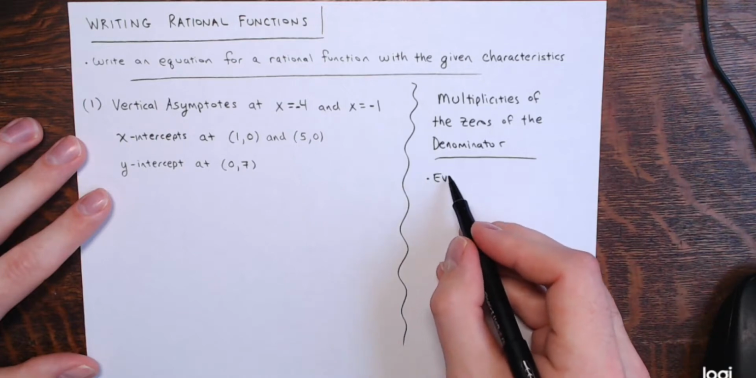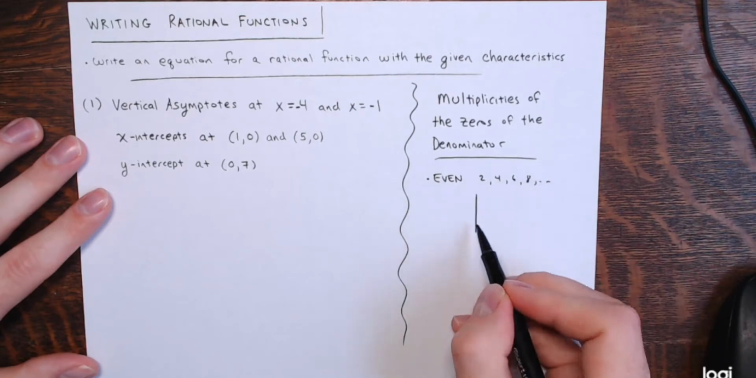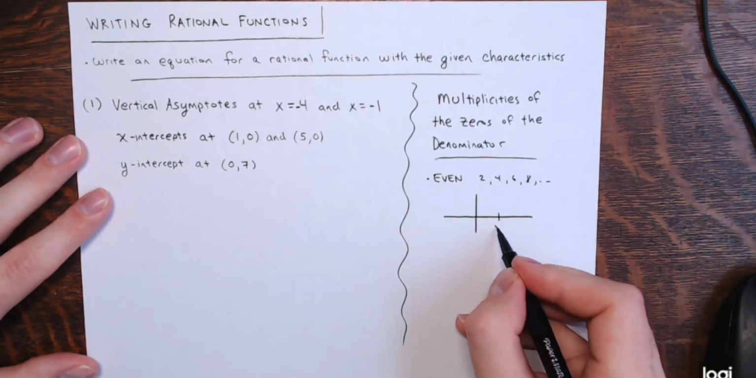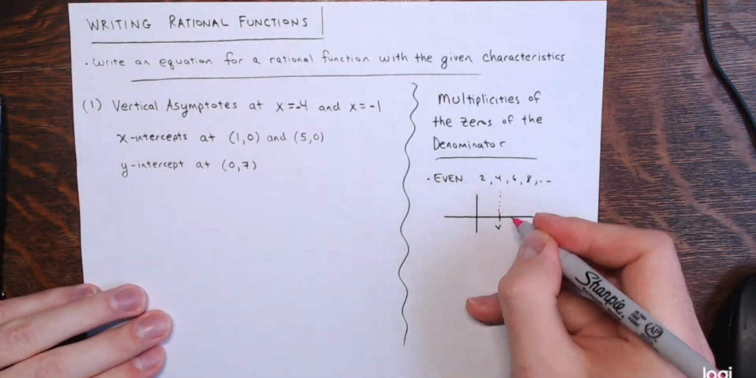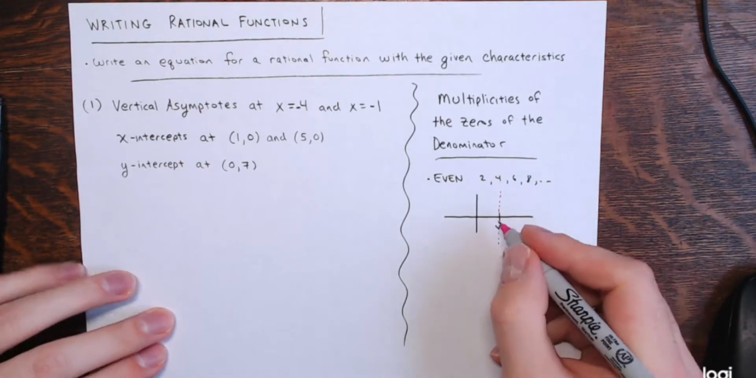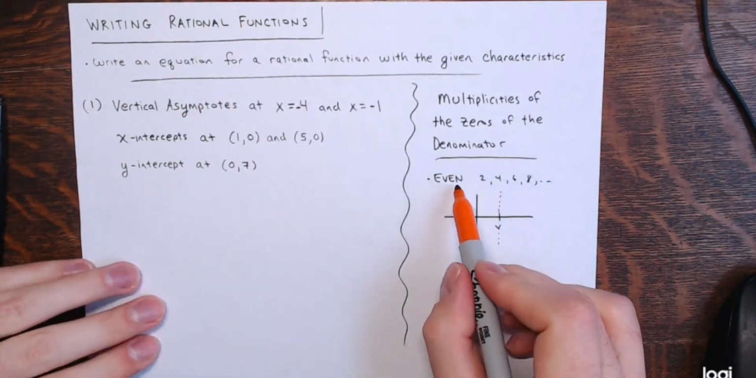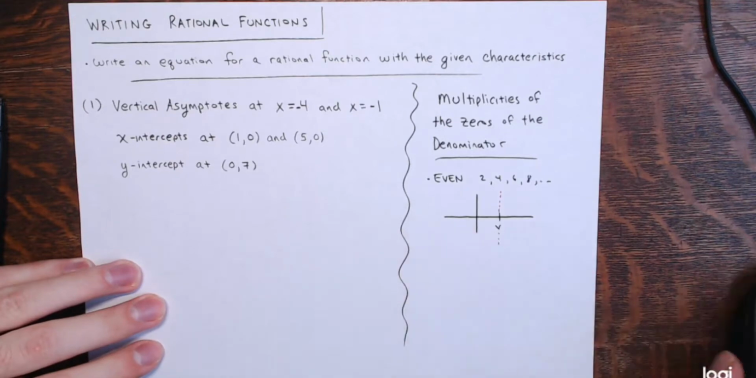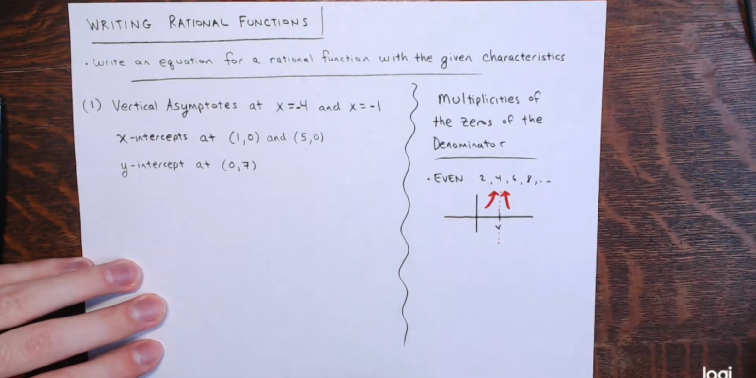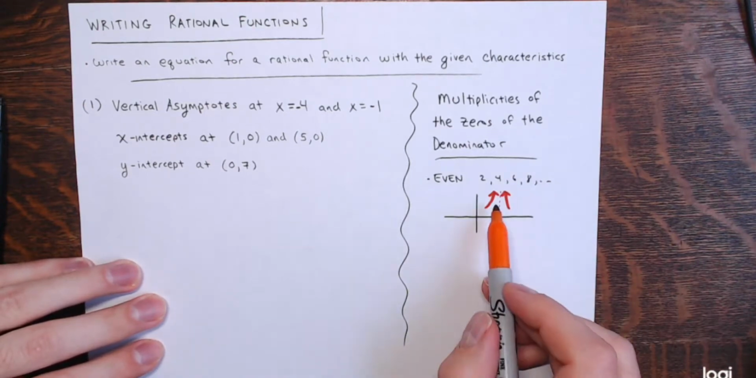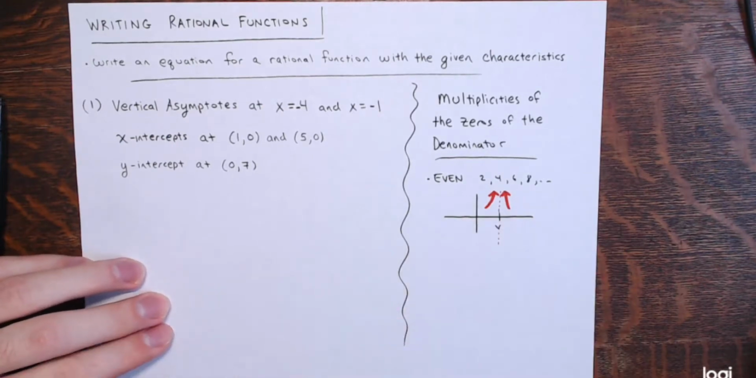If it's an even multiplicity, like 2, 4, 6, 8, and so on, then the graph is going to look like this. Here's your v, where your vertical asymptote is. Remember, if something makes the denominator 0, but not the numerator, you're going to have a vertical asymptote. And if that has an even multiplicity, the graph is going to approach either infinity on both sides or negative infinity on both sides of the asymptote. So the graph will be going in the same direction on both sides of the asymptote.